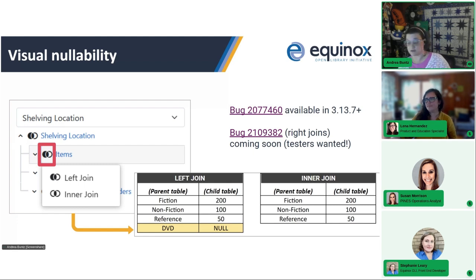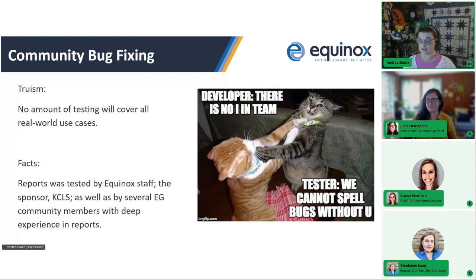For that reason, we had actually intentionally dropped it with the new reporter, and then everyone told us we were wrong, and we appreciate that. No sarcasm. So there is a pending bug out there to restore right joins. Go ahead and whack that one if you would like to see right joins come back. And that is a good segue into community bug fixing.